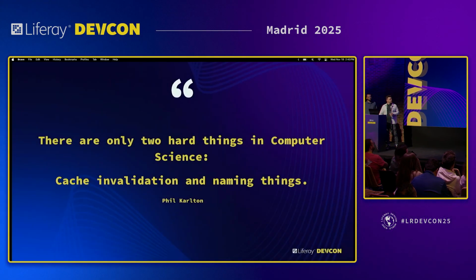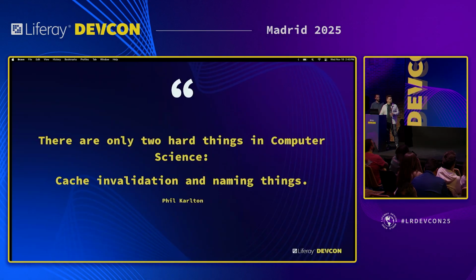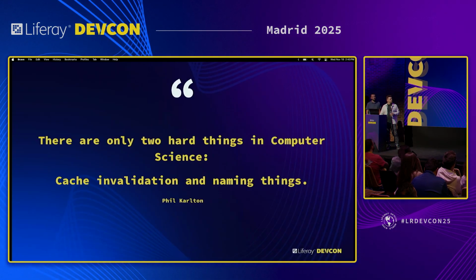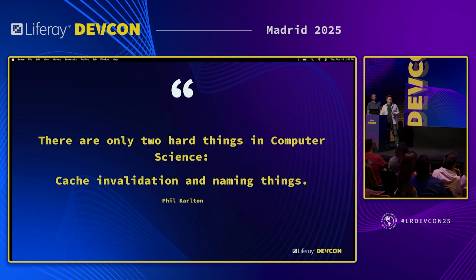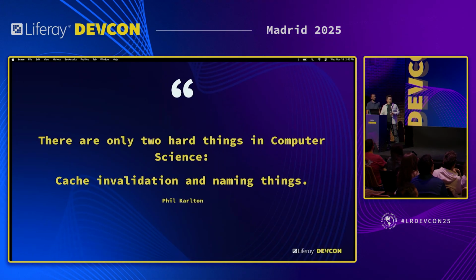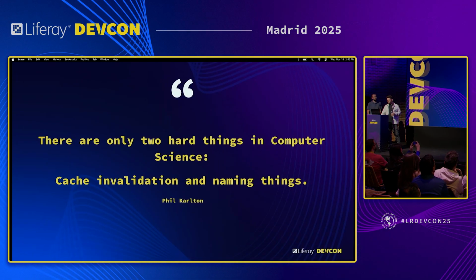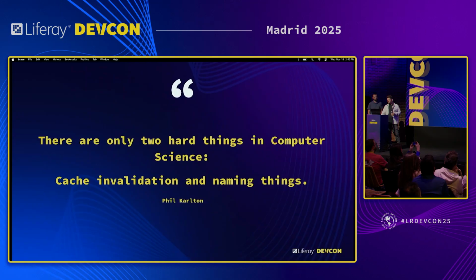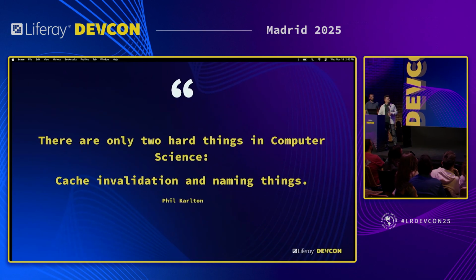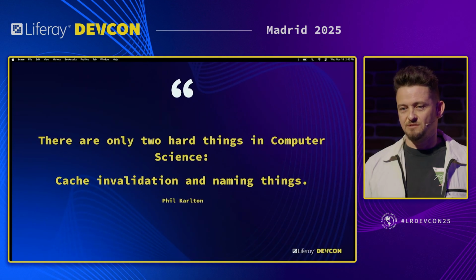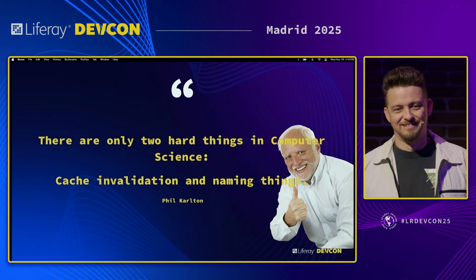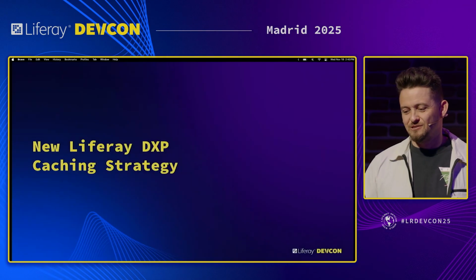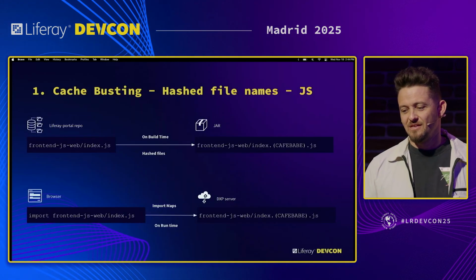Every talk about caching, I think, has to show this famous quote from Phil Karlton, saying that there are only two hard things in computer science: cache invalidation and naming things. Next slide. Sorry. Oh, I guess he was right. Cache invalidation is a problem. So let's go with the caching strategy.